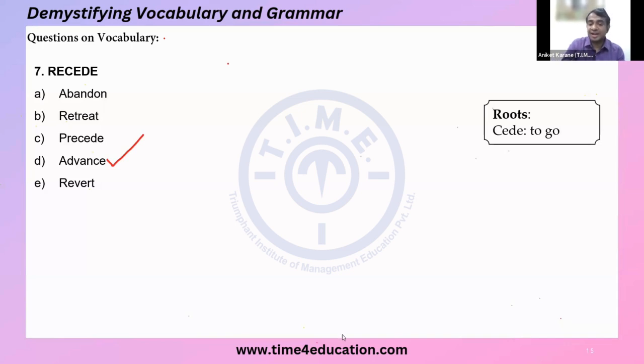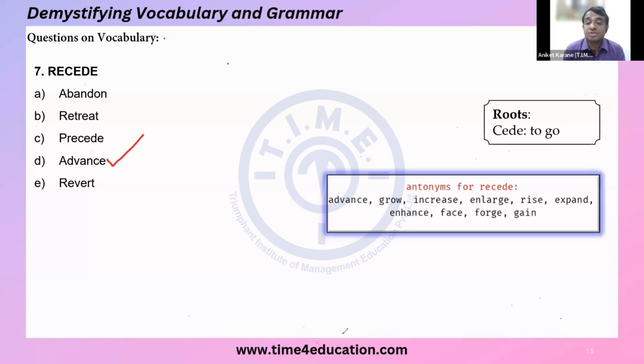So the antonyms other than advance would be grow, increase, enlarge, rise, expand, enhance, forge ahead, gain. Those all words can be the antonyms for recede. Now, if you look at retreat, again, go back. Precede comes before, right? Pre is prefix, remember? So comes before. Revert, I'll get back to you. So these all words cannot work as an antonym. Only advance will work here. Let's move to the next slide.